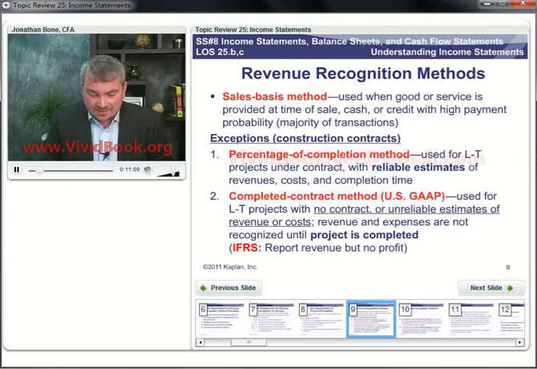Okay, so let's have a look. So most sales are recorded on the sales basis method, both under IFRS and US GAAP. In other words, you record the sale when the good or service is provided. In other words, when the earnings activity is complete. And for a large number of items, this is when the goods are shipped to the customer. Okay, but as well, notice not only does the good or the earnings activity need to be complete, we also need a high probability that the customer will pay us.